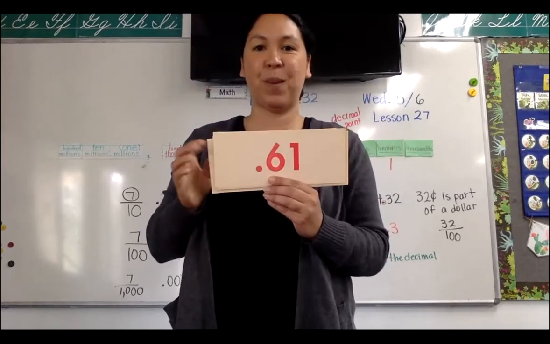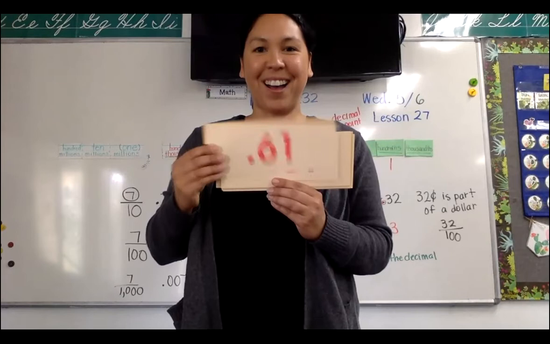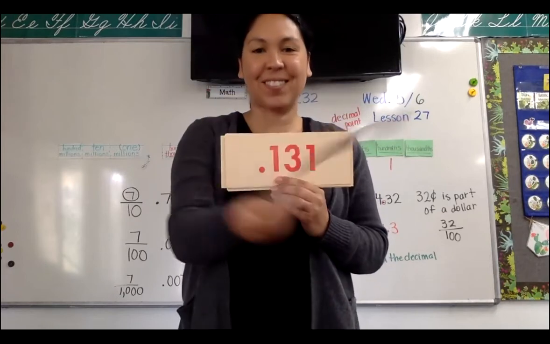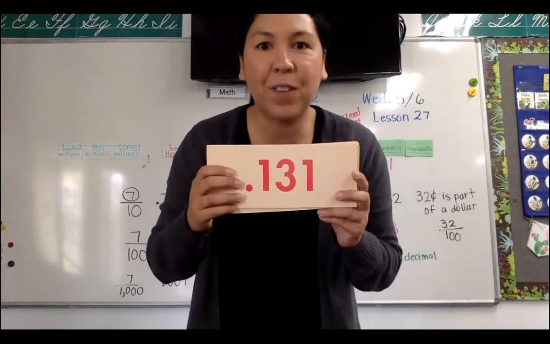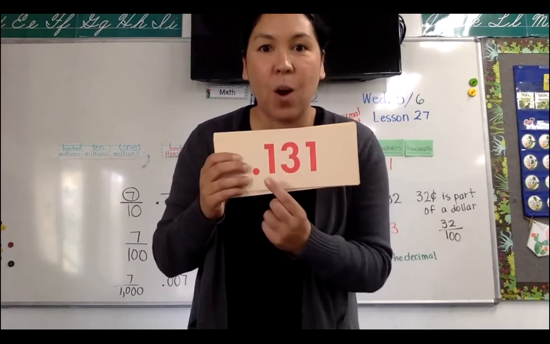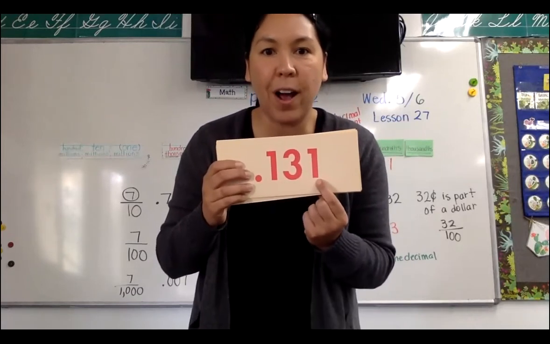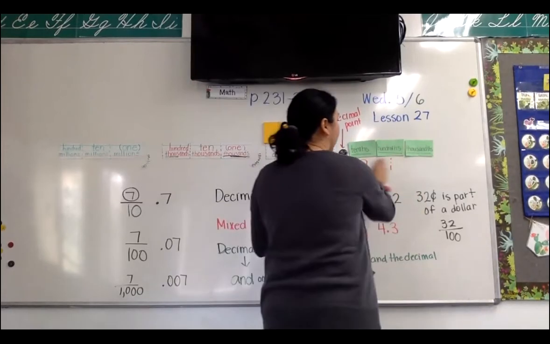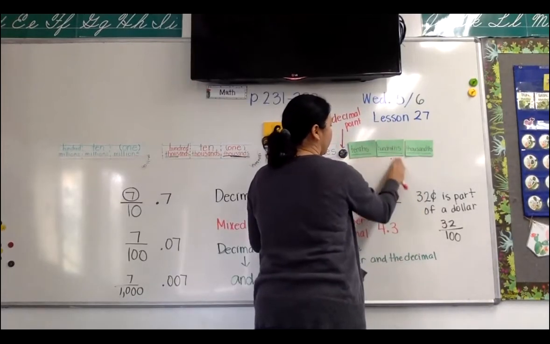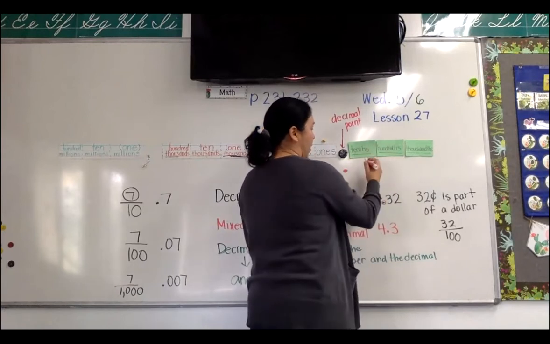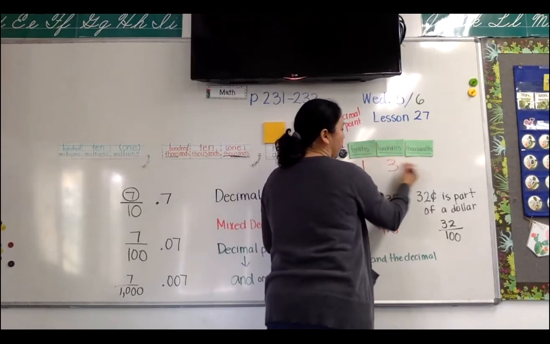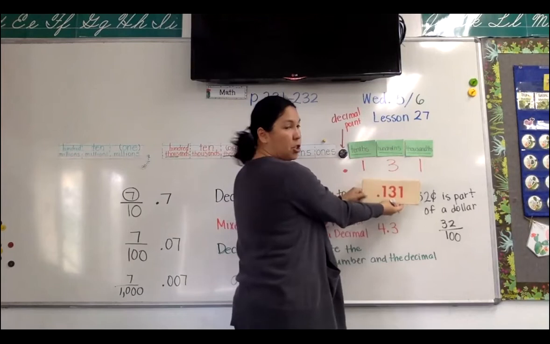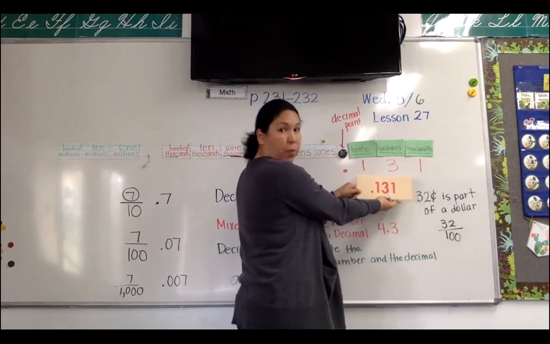71/100ths. What would this be? 61/100ths. Ooh, now we've got three numbers. 131. Can you guess what we're gonna say after this one? Yeah, I'm gonna change it so it matches. Okay, 0.131. Does it match? 0.131, 0.131.